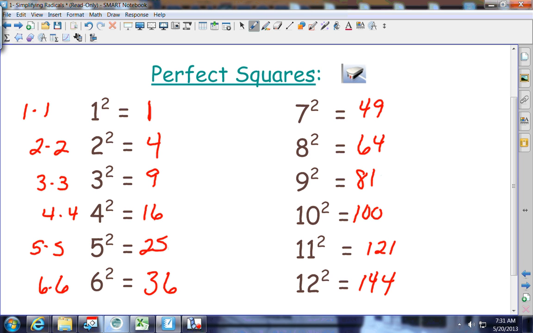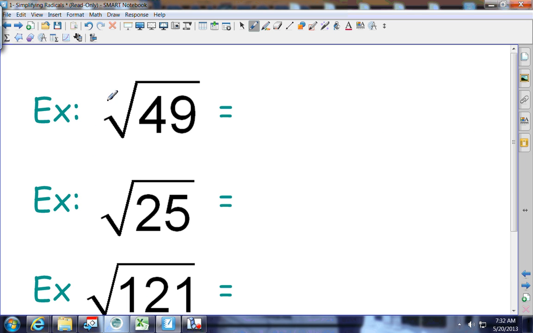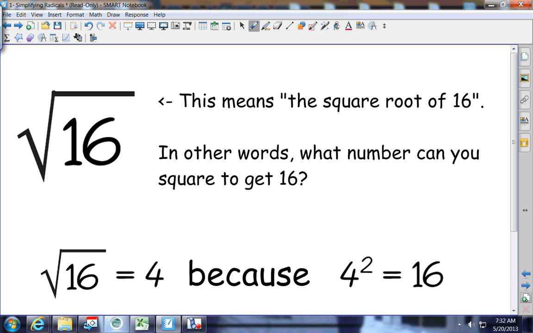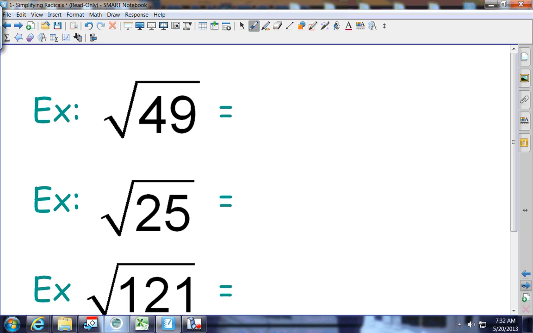Just like we multiplied together to get those, if we go backwards and take the square root of 64, the square root of 64 means what number times itself gives you 64? 8 and 8. Okay? All right, let's go to the next part. So, for example, the square root of 49. If I go back here, 49 is right there. If I take the square root, it's 7 because 7 times 7 gives me 49. The square root of 49 is 7.